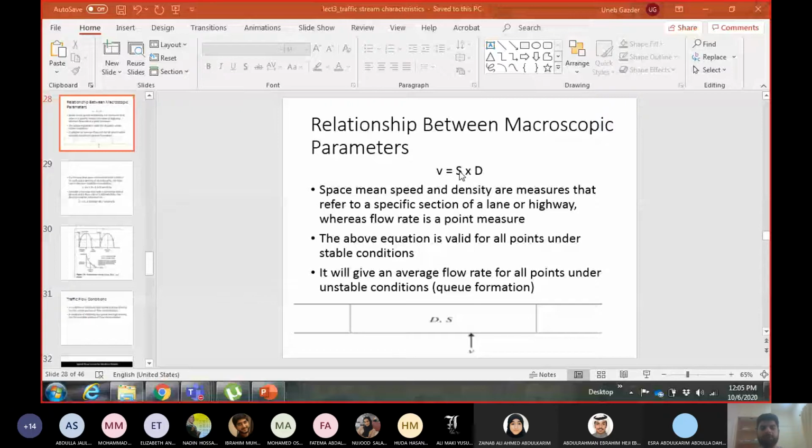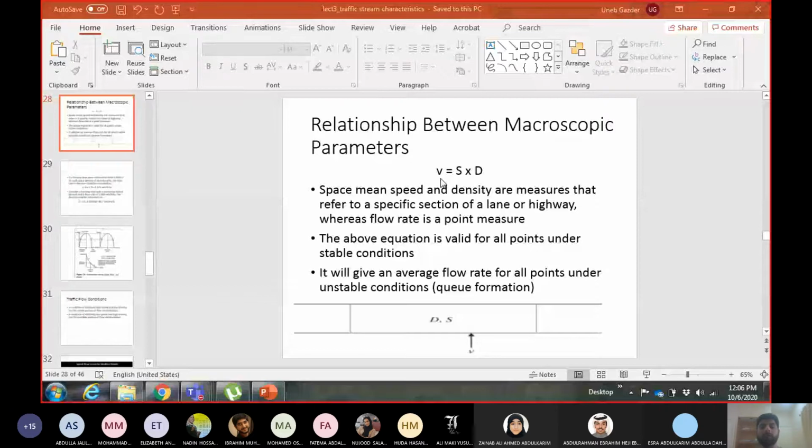So for example, in your term project, I asked you to go and collect flow, a 15 minute count for the vehicle. How do you collect it? You will stand at one point and you will count the number of vehicles which are passing you, right? So flow is by default collected for a point. So we are using two parameters which are related to a section and we are multiplying them to get a parameter which is observed at a point. So you can see the conflict here. The other two parameters are for the section and the third one is for a point.